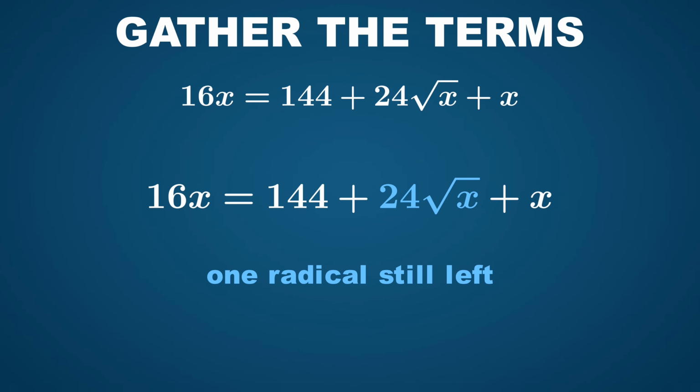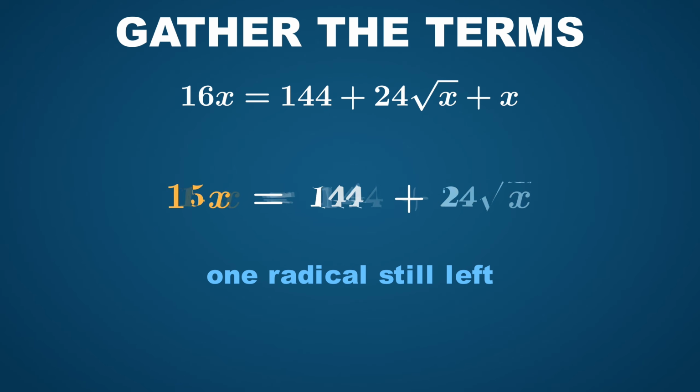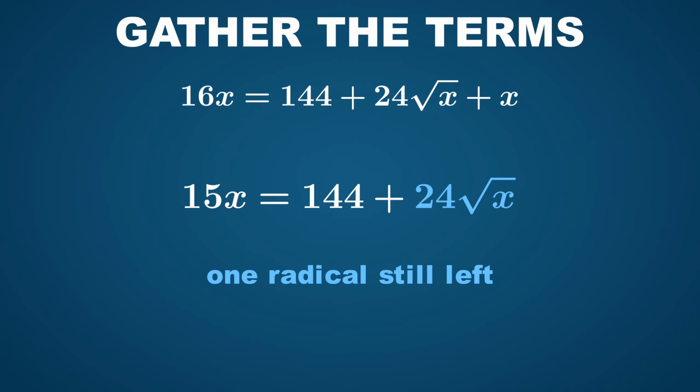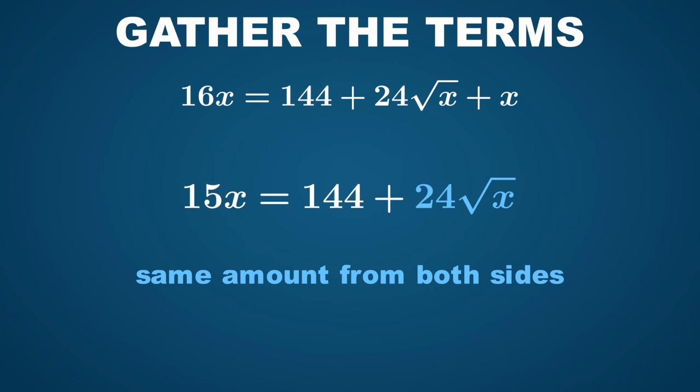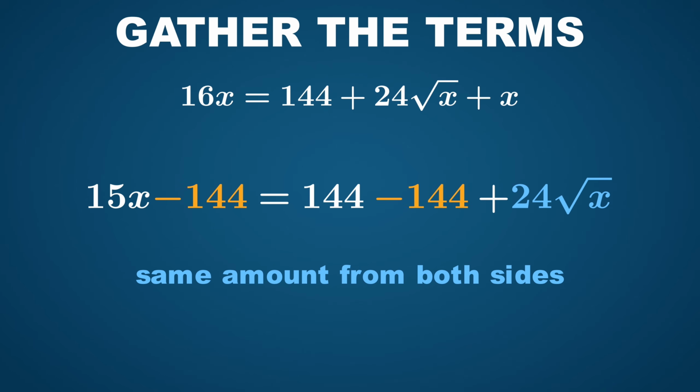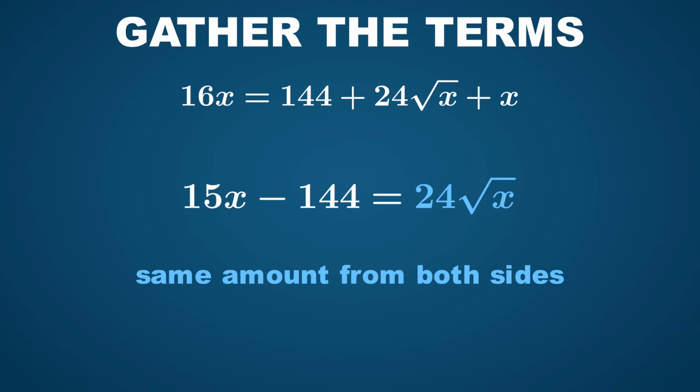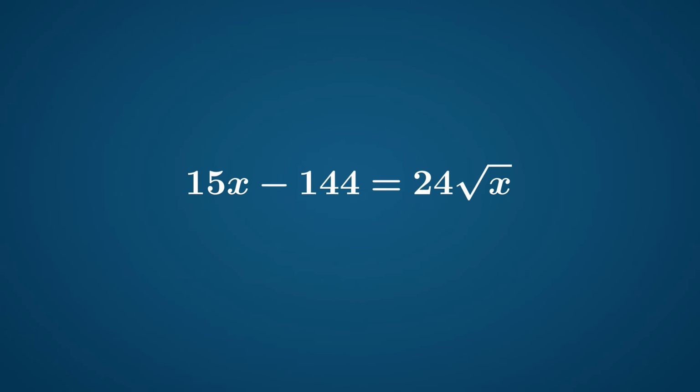Before we square again, we gather the other terms together. We subtract x from both sides, and 16x minus x is 15x. Subtracting the same amount from both sides keeps the balance. We also subtract 144 from both sides to move it across. That leaves 15x minus 144 equals 24 times the square root of x. Now the only radical term is alone on the right-hand side.